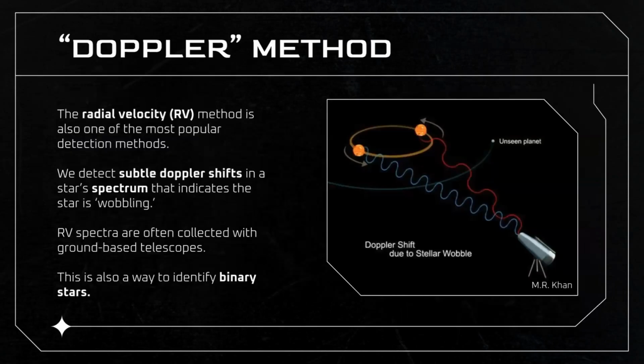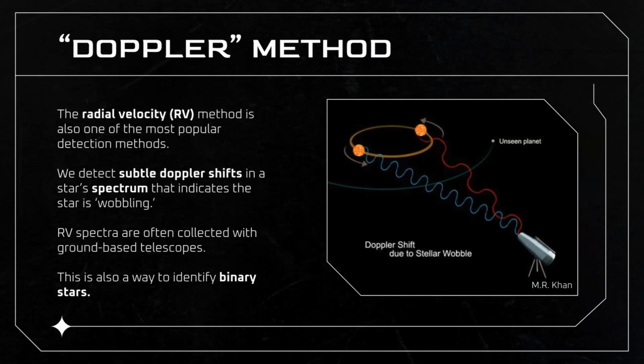Okay, moving on. This is the Doppler method, sometimes called the wobble method or radial velocity method. So RV, the radial velocity method, is also one of the most popular detection methods. This is when we detect subtle shifts in a star's spectrum over time, indicating the star is wobbling.